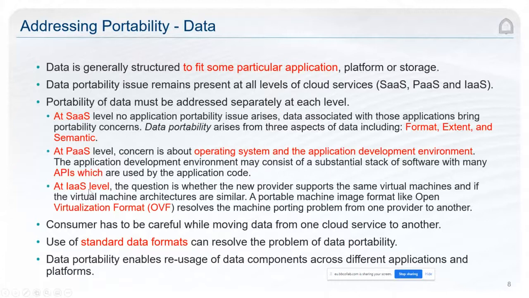And for IaaS, which is the hardware level, you can use a specific format for machine images. For example, the Open Virtualization Format, or OVF. This is one of the most famous formats used by different cloud providers. For example, OVF can be used by Google Cloud, OVF can be used by Azure, and OVF can be used by AWS, of course.